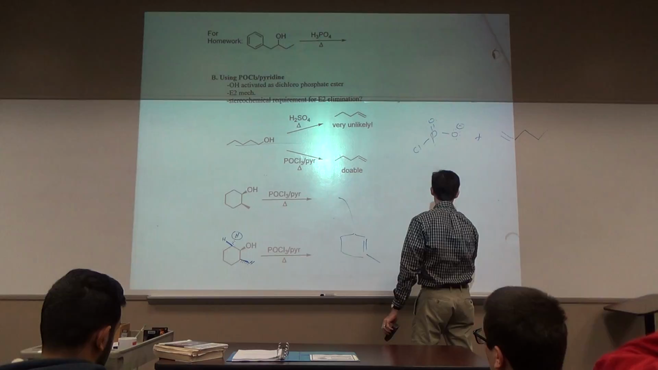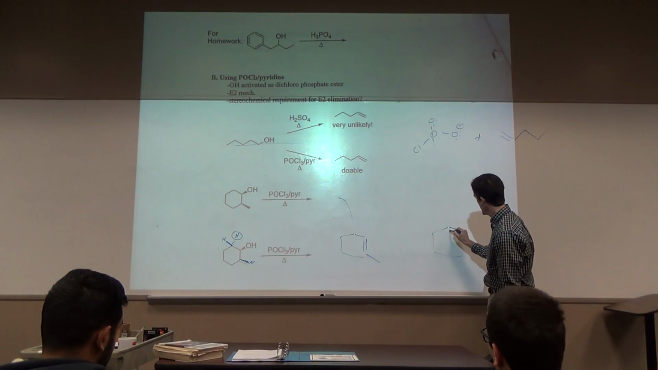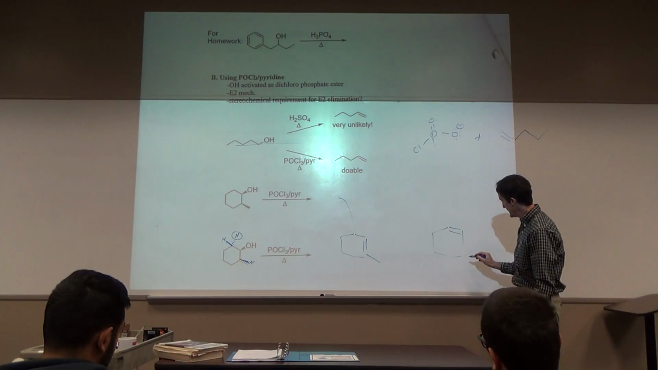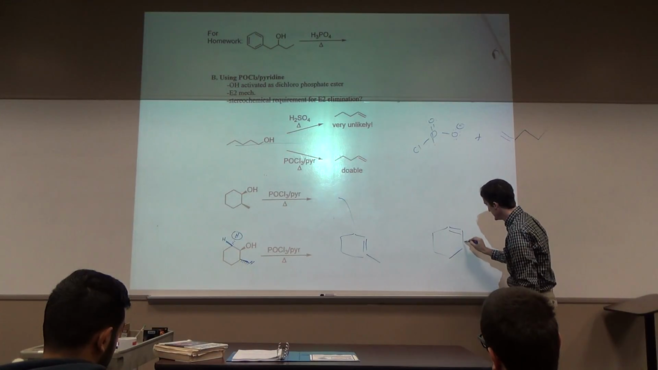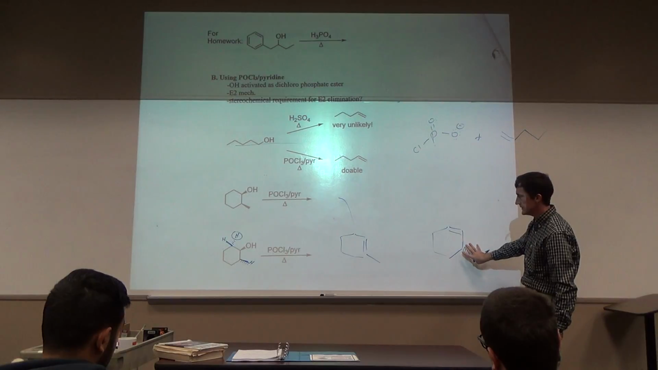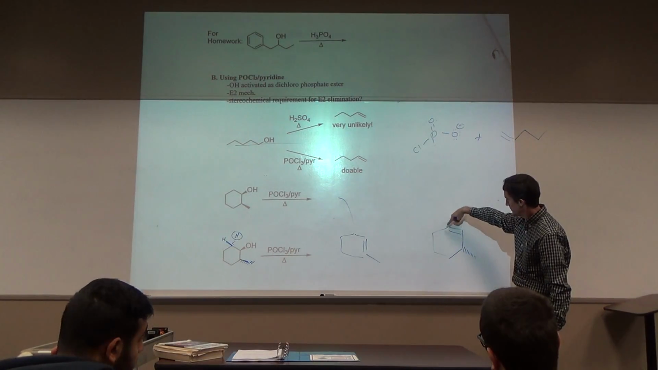Down here, the product is actually the double bond up here. And this methyl remains here. And you keep the stereochemistry. No chemistry takes place here. That stereochemistry is still there. You get the double bond up here.